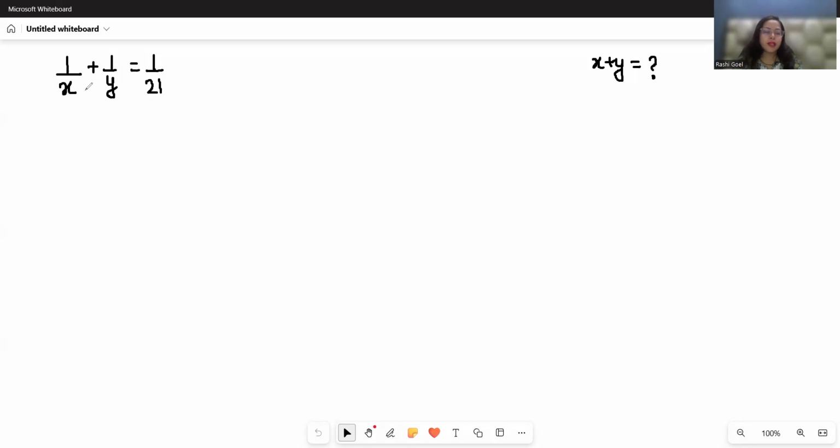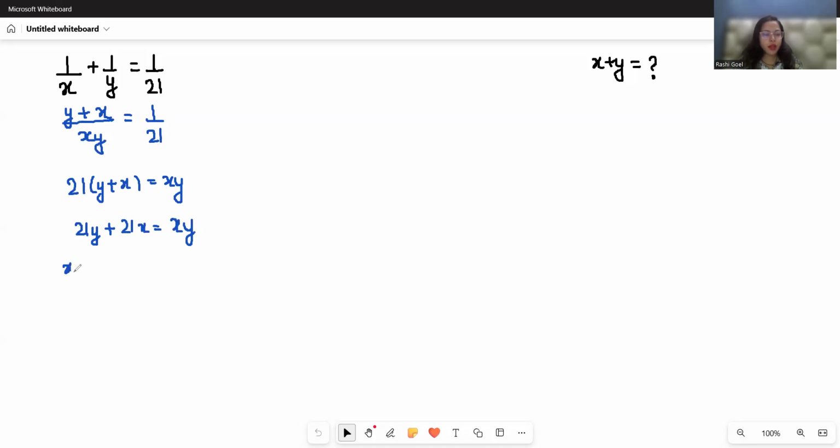So 1/x plus 1/y equals 1/21. If I take the LCM, it is xy, and when we multiply, here y and here x, equals 1/21. Now I'm doing cross multiplication, so 21 times (y plus x) equals xy, so it becomes 21y plus 21x equals xy. Take all the terms together, so xy minus 21x minus 21y equals 0.